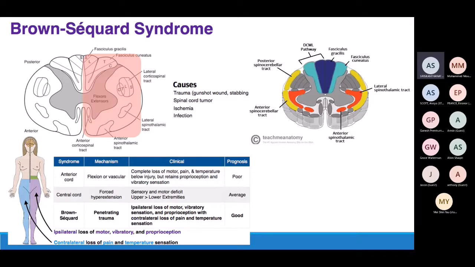The other one to remember is anterior cord syndrome. This is where you have a complete loss of motor, pain and temperature below the injury, but you still retain the proprioception and vibration sensation because that's on the posterior side.